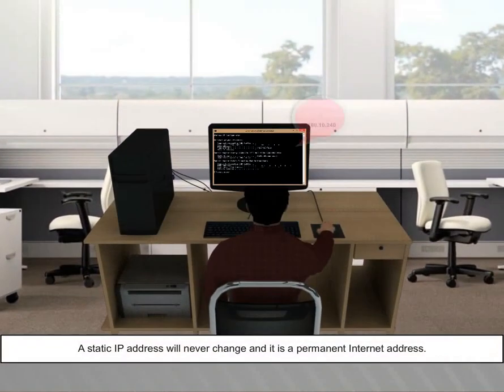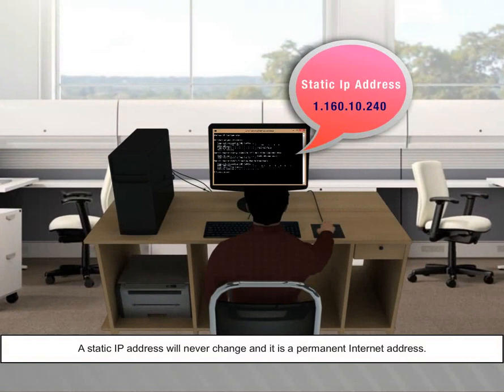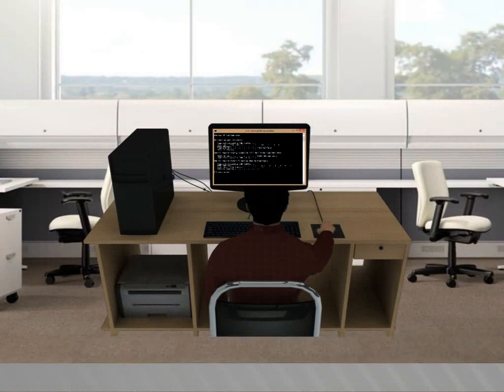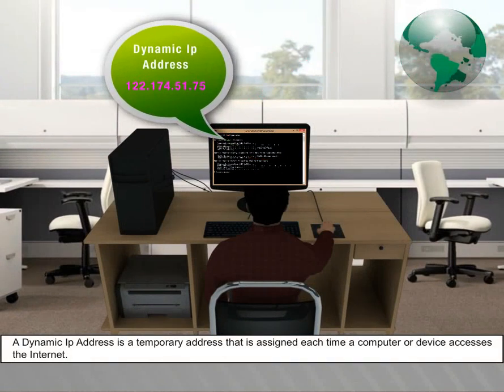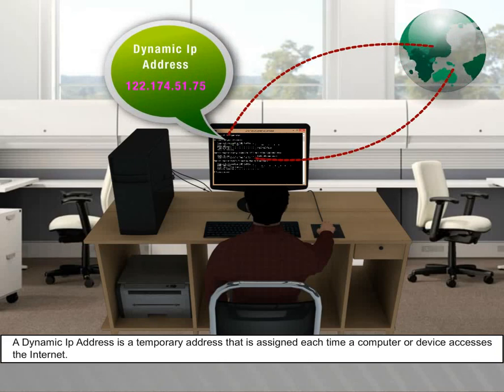A static IP address will never change and it is a permanent internet address. A dynamic IP address is a temporary address that is assigned each time a computer or device accesses the internet.